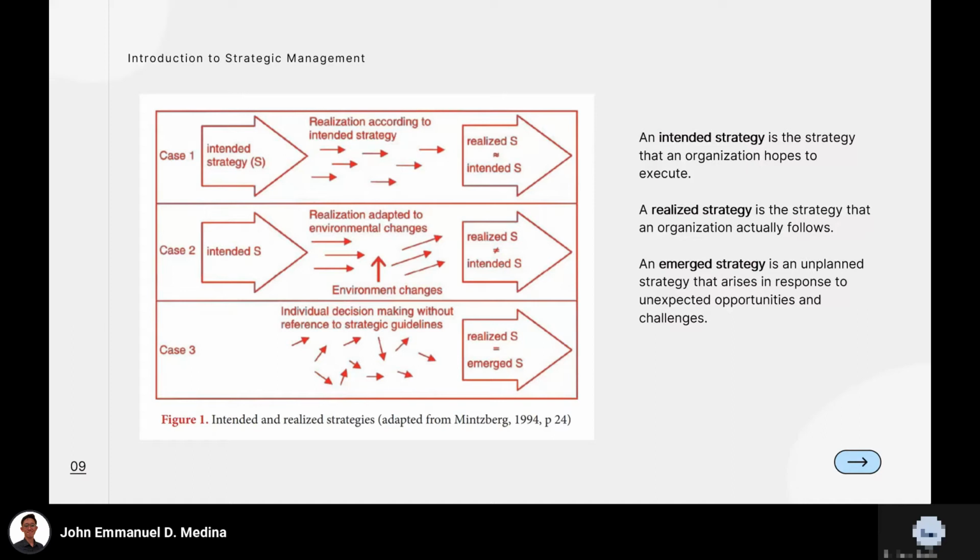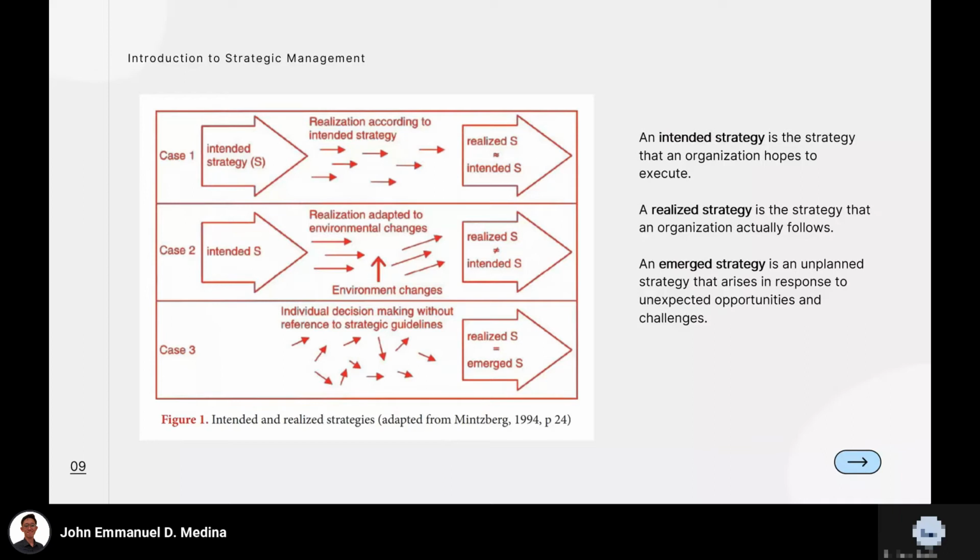As an analysis of the figure, in the first case, the intended strategy was executed according to what the organization had expected. So, the realized strategy is the same as the intended strategy. In a real-life situation, however, it is rarely possible to realize intended strategies completely, and so the realized strategies normally diverge to a greater or lesser extent from the intended strategies.